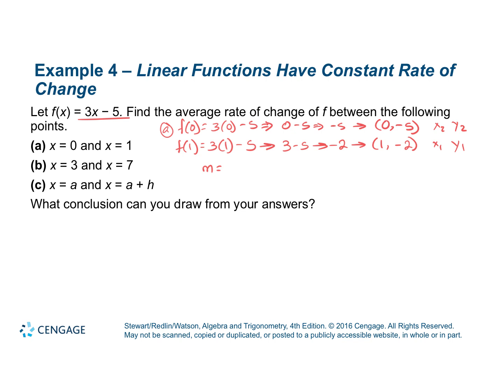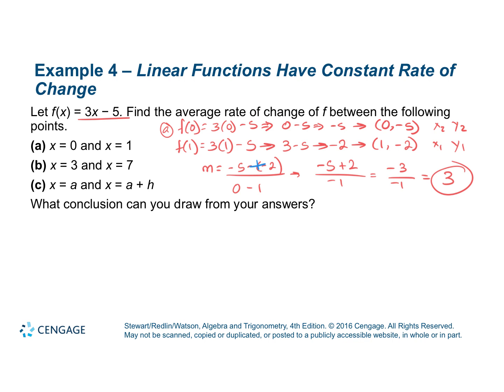So I'm going to go ahead and do negative 5 minus negative 2 over 0 minus 1. This is going to become a plus. So it's going to be negative 5 plus 2 over negative 1. That's going to be negative 3 over negative 1, which gives us positive 3. So our rate of change for A would be 3, or 3 units, if you had a graph.